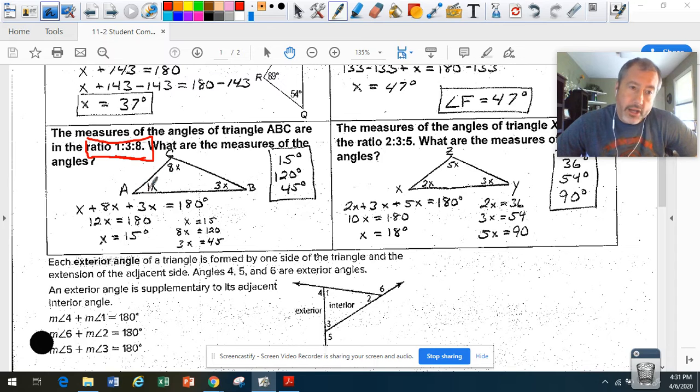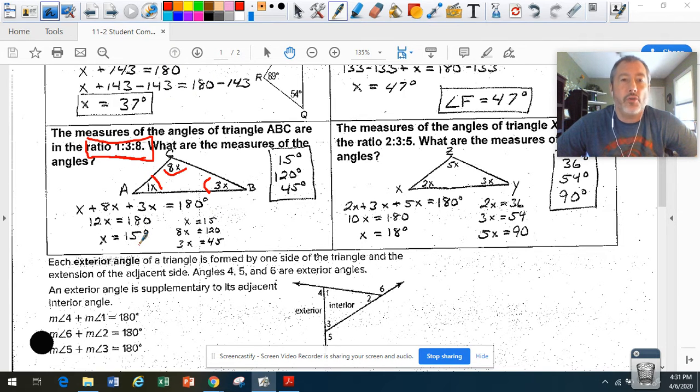So we know that all of these angles here, the 1X, the 8X, and the 3X, have to all add up to be 180 degrees. So I take X plus 8X plus 3X equals 180 degrees. So add these X's up. I have 1 plus 8 is 9, plus 3 is 12. So I get 12X equals 180. And when we solve for X, X equals 15.